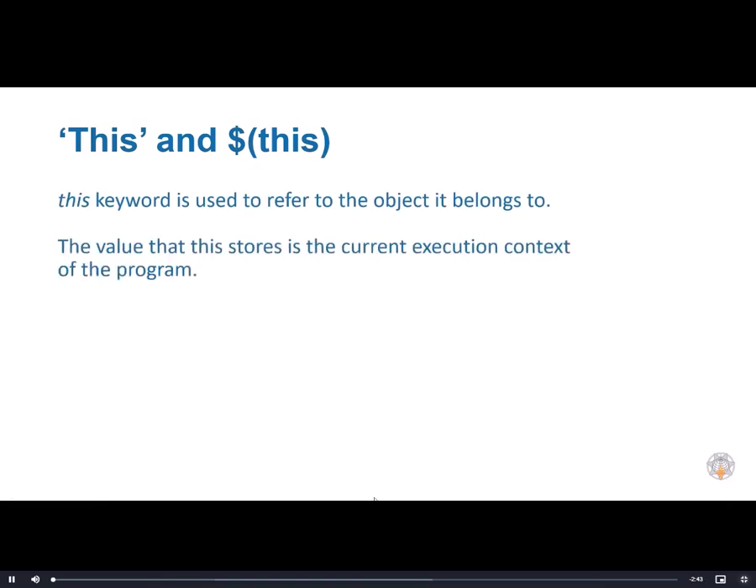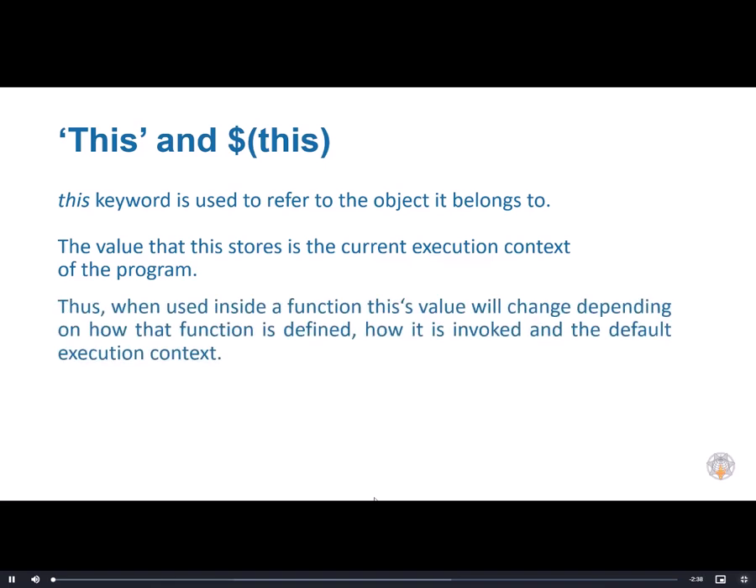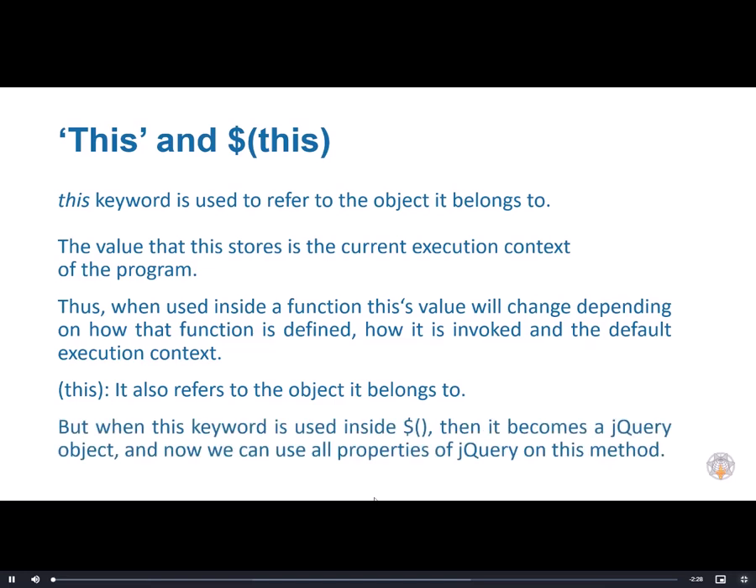We have seen the usage of this keyword in a demo earlier. Now let us understand this in detail. This keyword is used to refer to the object it belongs to. The value that this stores is the current execution context of the program. Thus, when used inside a function, this value will change depending on how that function is defined, how it is invoked, and the default execution. This keyword used in the function becomes a jQuery object. Now we can use all the properties of jQuery on this method.